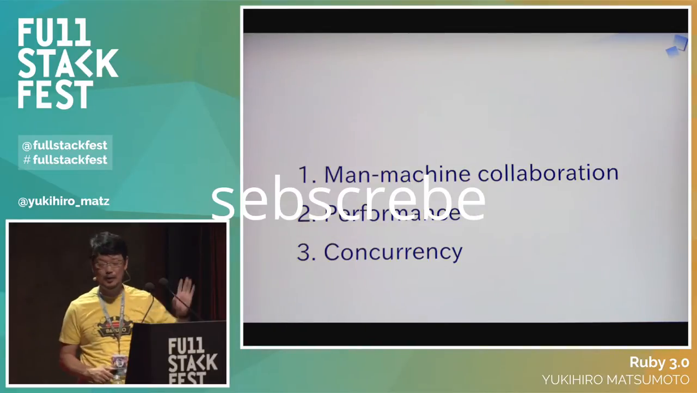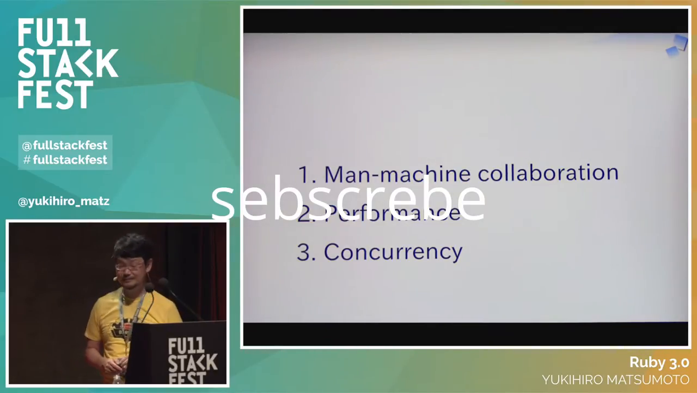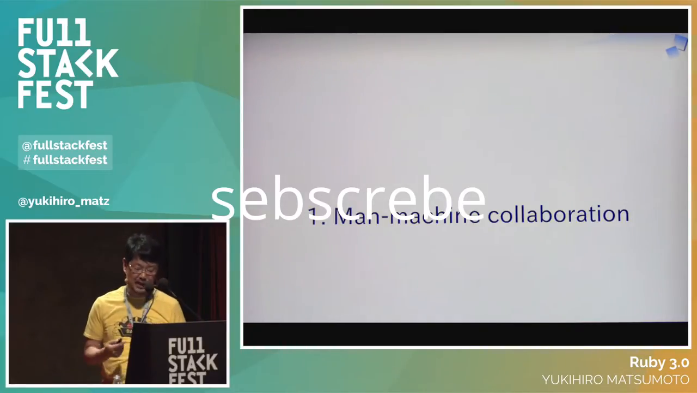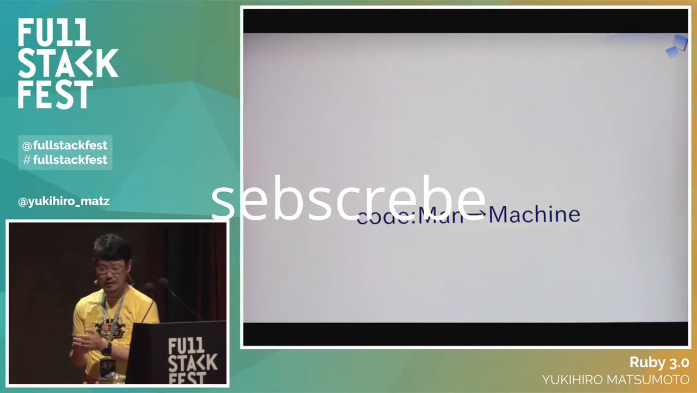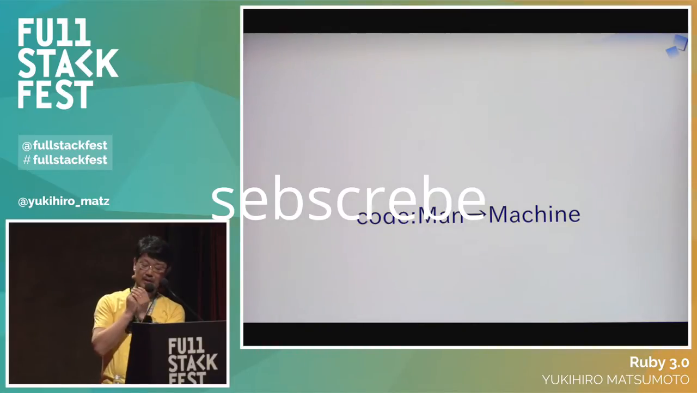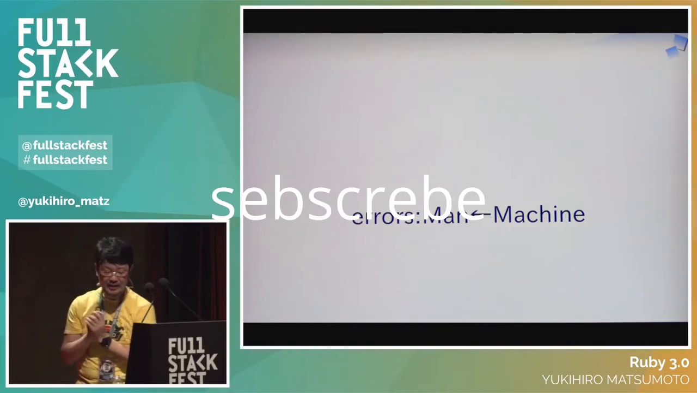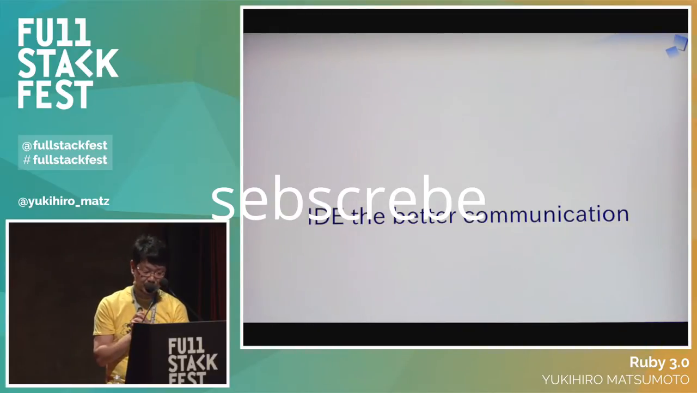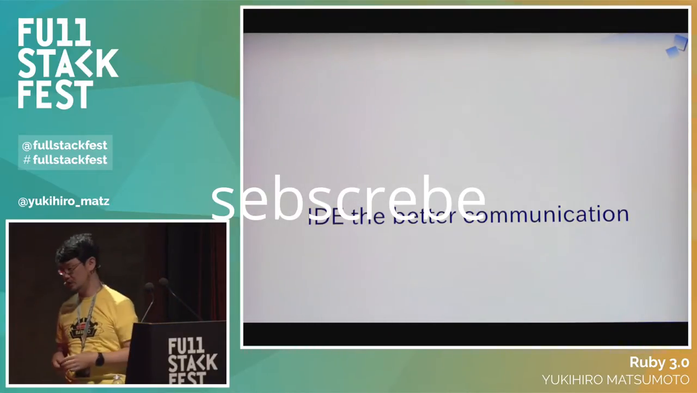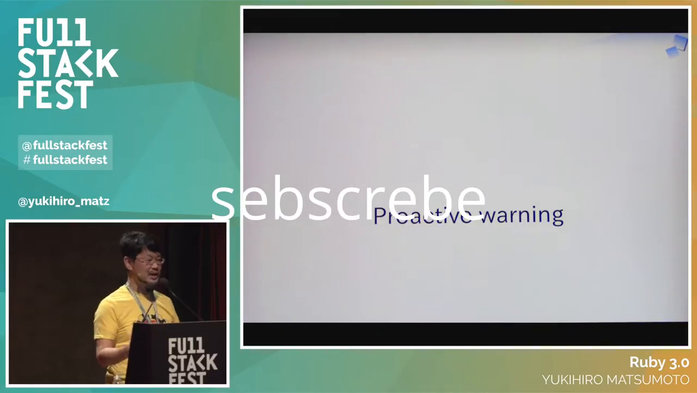But the three basic concepts of the Ruby 3.0 improvement will be these three parts: the man-machine collaboration, performance, and concurrency. So the first one, the man-machine collaboration, means we code as the communication between man and the machine. From man to machine, we code. Then the machine reports back errors as a compile error or runtime error. But we have the IDEs, integrated development environments, for better communication between the programmers and the machines. But we want to try something different.